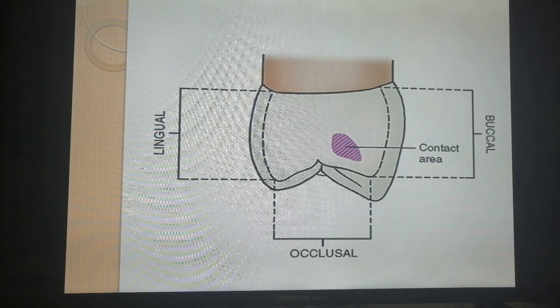Now distal aspect, look at the contact area.